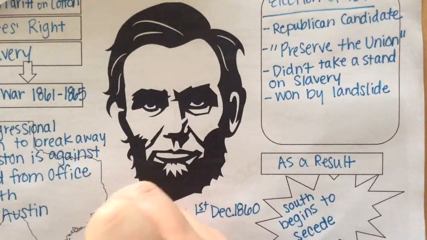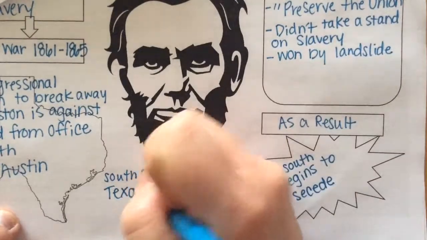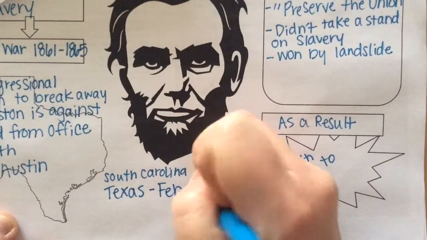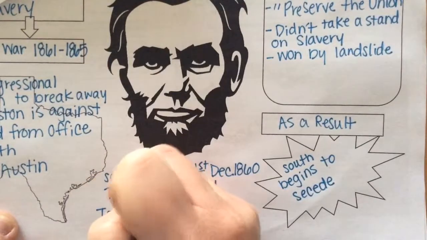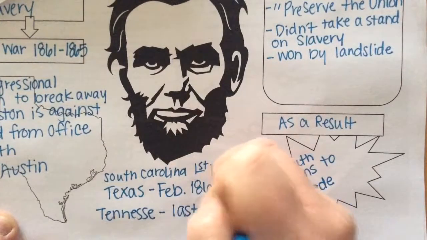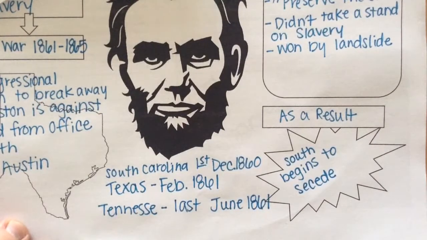So then Texas is later. Later they secede from the United States in February of 1861. And then Tennessee is the last state to secede, and that happens in June of 1861. And then the war starts because the North feels like the South can't just leave the United States because they don't like policies. And also the North feels like slavery is wrong.